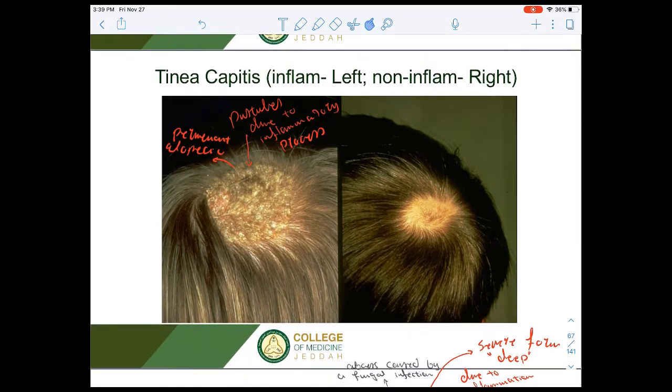So the tinea capitis could actually present as inflamed and non-inflamed lesion, right? And the inflamed lesion would present with typical signs of inflammation, right? So you could see the pustules due to the ongoing inflammatory process. And then for the non-inflammatory lesion, you would see that while it's a coin-like lesion, there wouldn't be the pustules that would arise with inflammation, right?